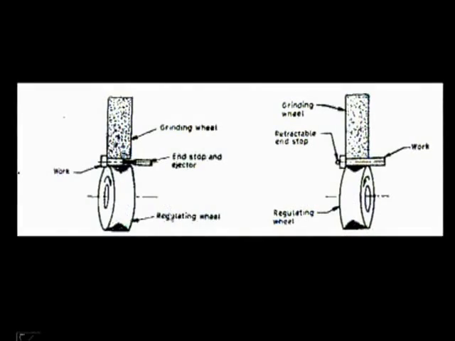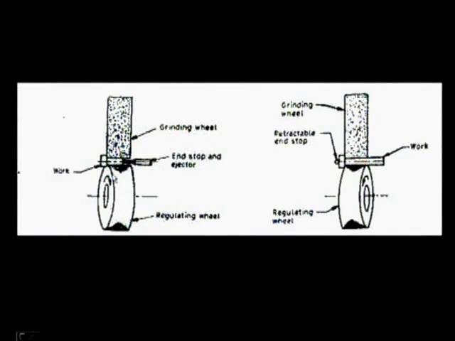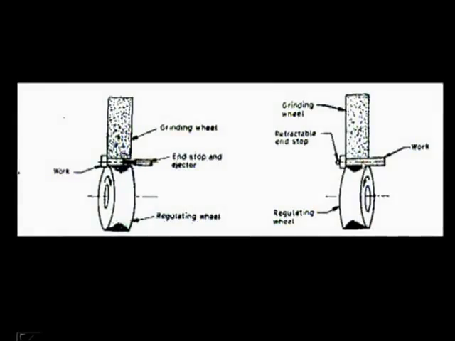Now, you see there are different things here: grinding wheel, regulating wheel, and here the end stop and ejector. Here there is a workpiece whose head is coming, obstructing, and this is an end stop or ejector, so that beyond that it will not come, whereas here it is long. First it will start the grinding, then the axial movement takes place, but not directly. First it will grind, then the axial movement takes place.